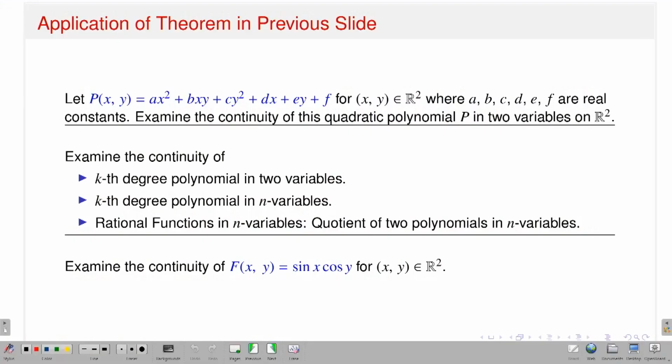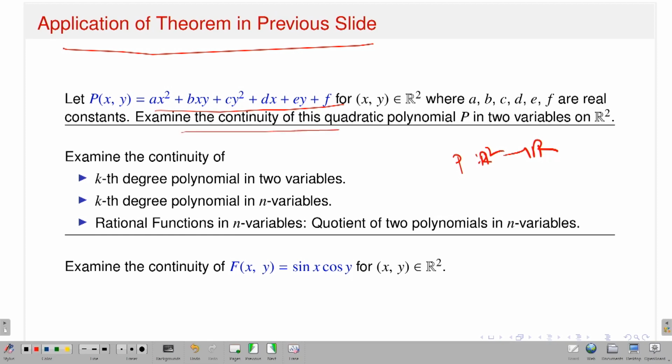From this algebra of continuous functions, you can prove examples of various continuous functions. That's why I have listed the algebra in my previous slides. Using that, you can easily check that a function p from R2 to R, p of xy equals ax square plus bxy plus cy square plus dx plus ey plus f, a second degree polynomial where a, b, c, d, e, f are real constants, is also a continuous function.